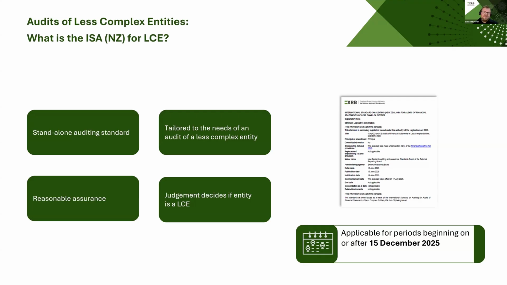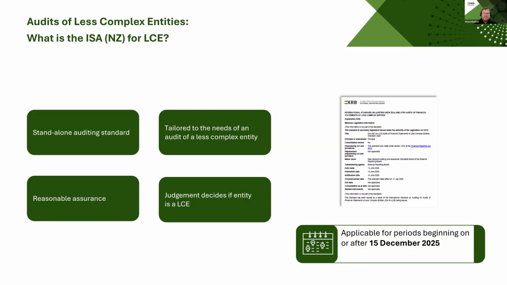So audits performed using the ISA for LCE provide the same level of assurance as the current ISAs, that is, reasonable assurance. Using the standard does not change the quality of the audit, does not necessarily mean less work for the auditor, and does not necessarily result in lower costs. It really recognises that this is a different audit, not a lesser quality or a scaled down audit. It's about doing the right work, including the right amount of work in the right areas, and having proportionate requirements to drive that work.